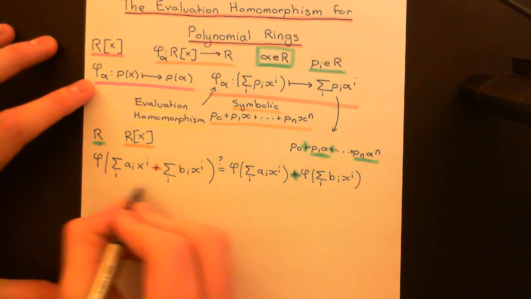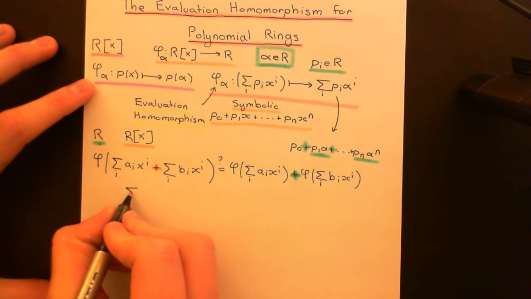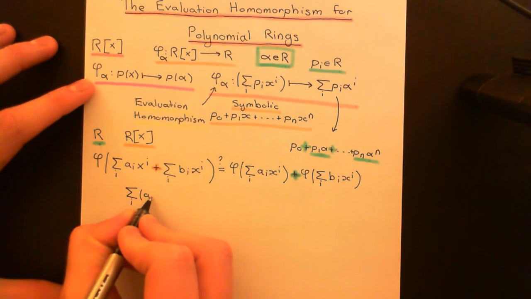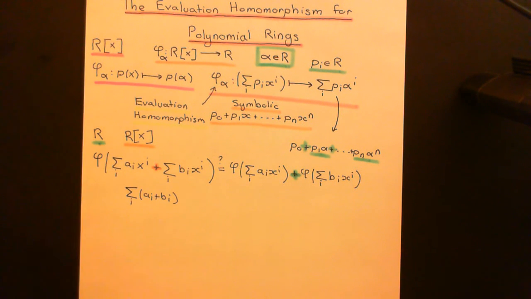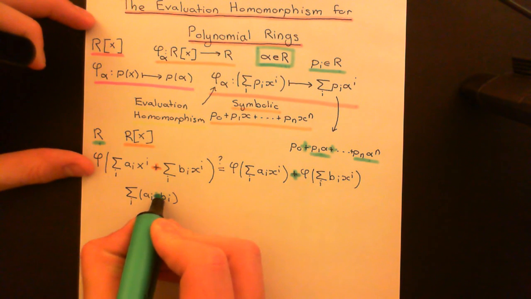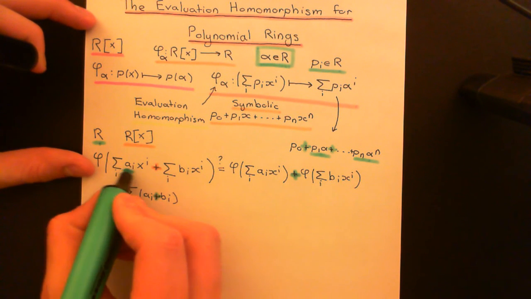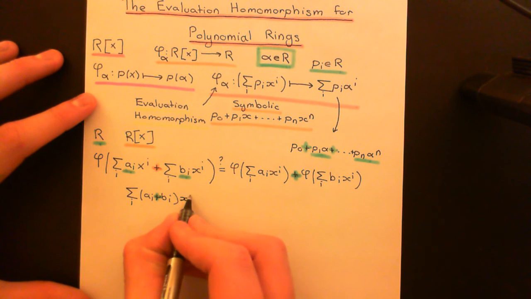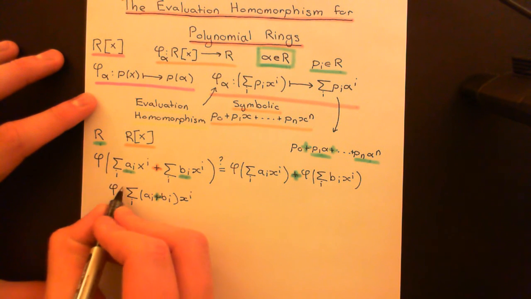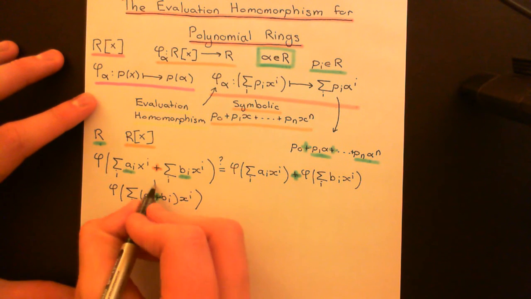To add these two together then, what we'll get is the sum over i of a_i plus b_i, and note that that addition is addition in the ring capital R. You're adding the coefficients, which are obviously elements of the coefficient ring, together in the ring capital R, and then that will be in front of x to the power of i here. So we're now taking phi of this. So that's equal to that.